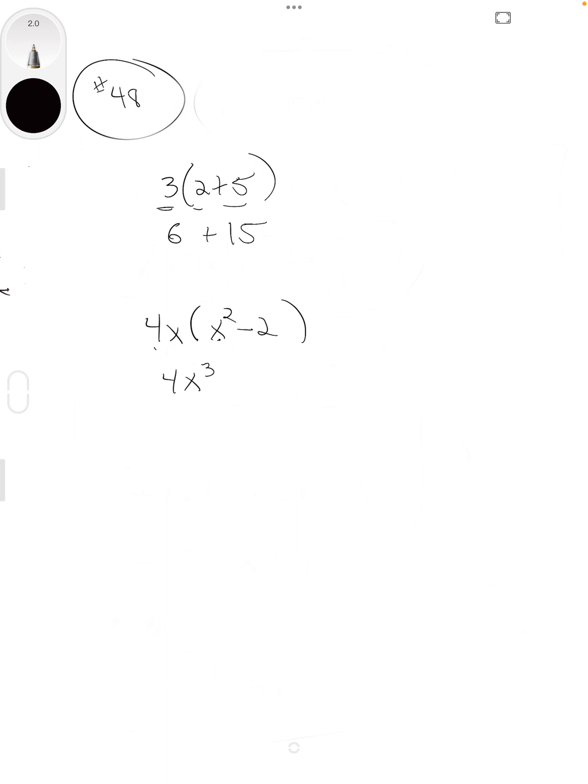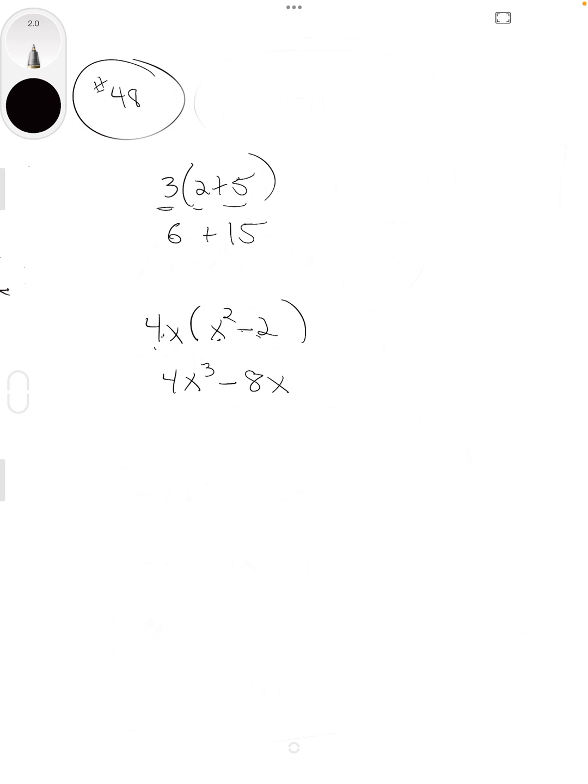Now lesson 49 has more polynomial stuff, and it's basically getting you to remember how to use the distributive property with letters instead of just numbers. So for example, if I had 3 times 2 plus 5, it would be 3 times 2, which is 6, plus 3 times 5, which is 15. I would distribute this times this, times this. Well, what if I have 4x times x squared minus 2? Well, 4x times x squared is 4x to the third.